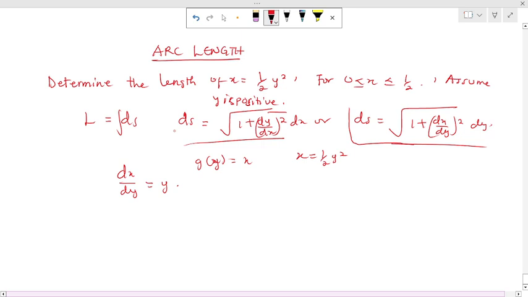Now the next thing that we are supposed to do is put our y into this formula. So we're going to get our ds to be equal to the square root of 1 plus y squared dy. But ask yourself, how can we integrate this expression? This expression cannot be integrated so simply, because you can't use substitution or anything. So here we apply the trigonometric ratios, and what you're going to do is make y equal to tan theta.